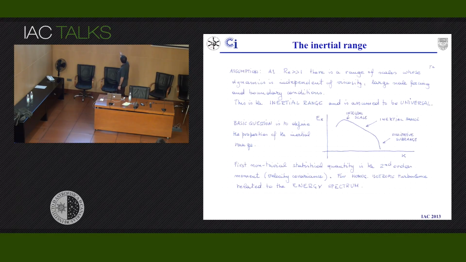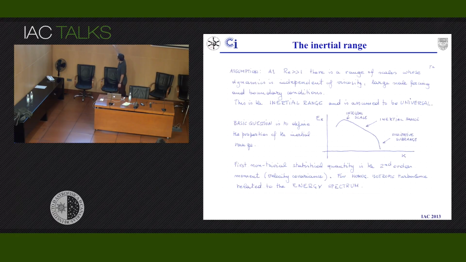So down here, there's the dissipative subrange, which is where dissipation comes in. These things are called the integral scales, which is where non-universal things act, like you stirring the fluid or some boundary conditions or God knows what. And in between, there is this inertial range.